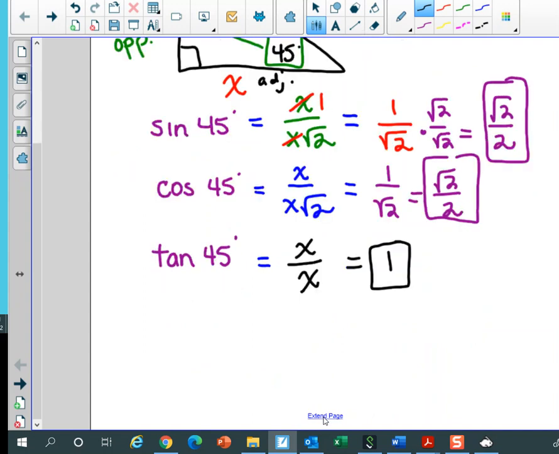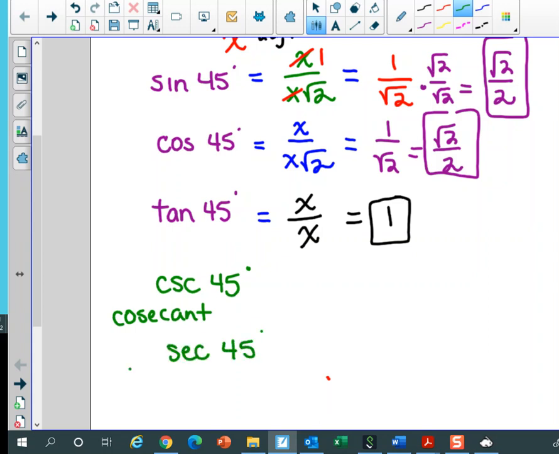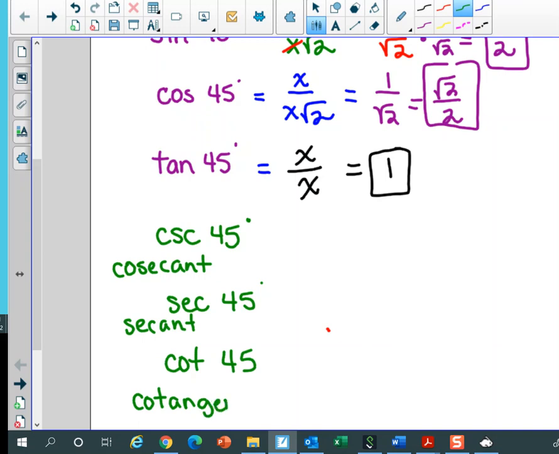Now let me add something from our last class. We included 3 new ratios last time. This thing called the cosecant. This thing called the secant. And then, oops, I'm writing the wrong thing. The cotangent. I'm writing the words down again along with their abbreviations. Eventually we'll just write the abbreviations.